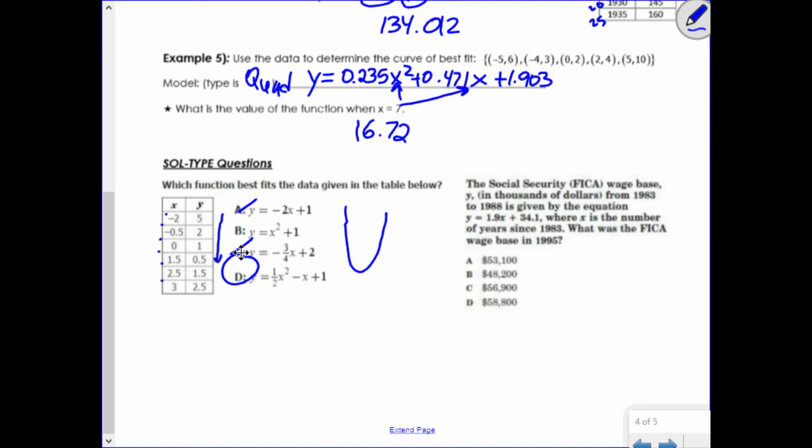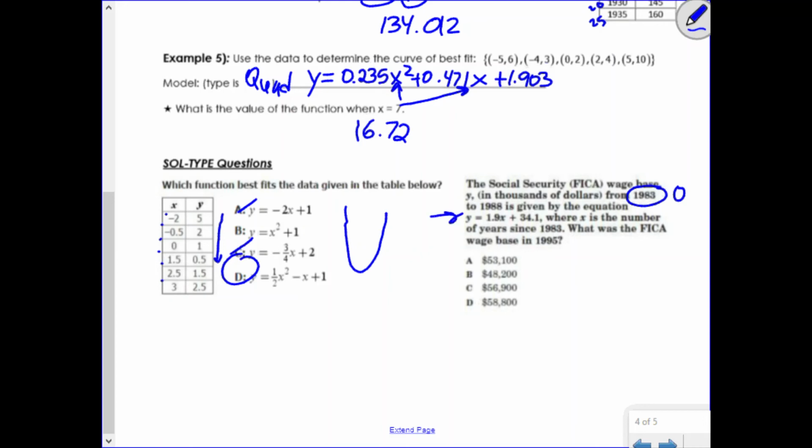Now, the next question is a word problem, but it's actually kind of nice because they give us everything that we need to know. We have this wage base expressed in terms of y and x. They're saying the base year is 1983, so it's kind of like our 0, like the year conversion we did in a couple problems above. So they gave us the equation right there.